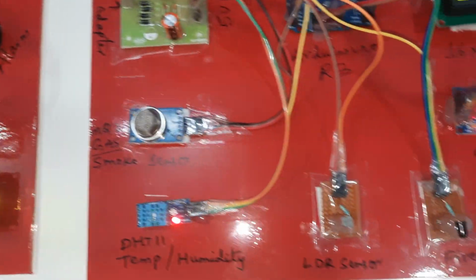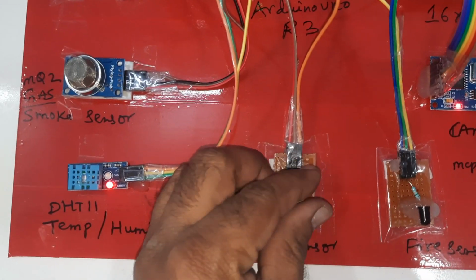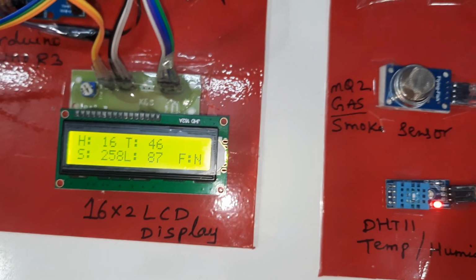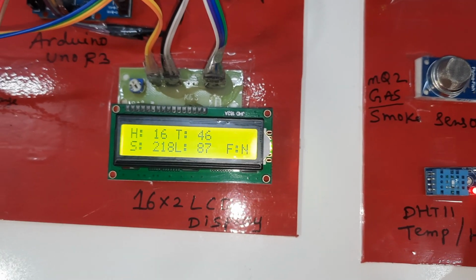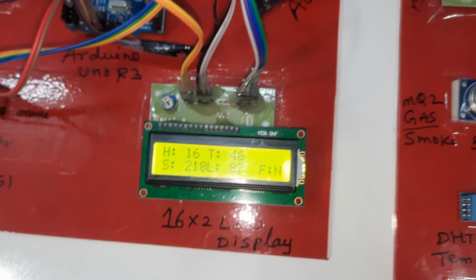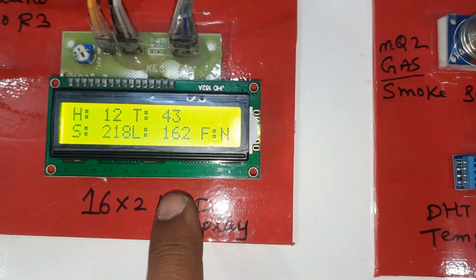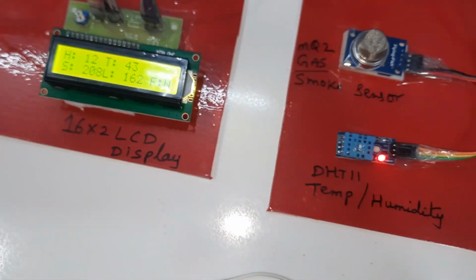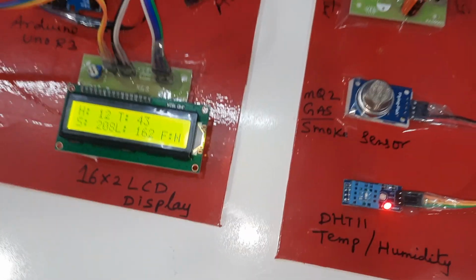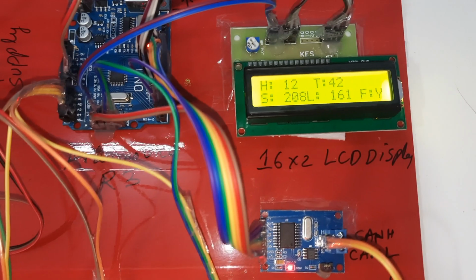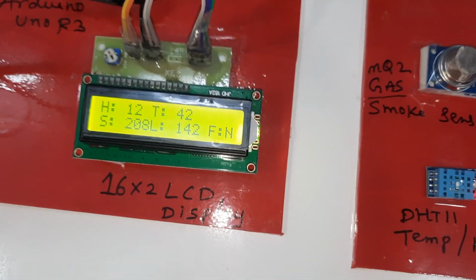Now I am closing the LDR sensor. The value is 0. After the sensors' data are updated one by one, it will update. 19, 6. Now I am giving light to the sensor: 162, 177. Now I am going for the fire. Fire, yes, it will update.